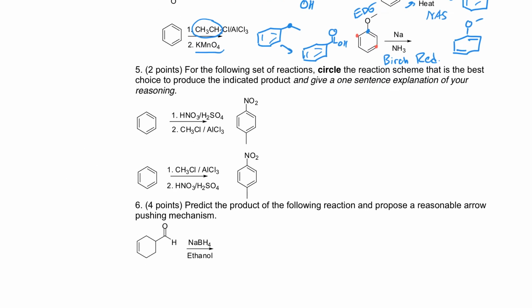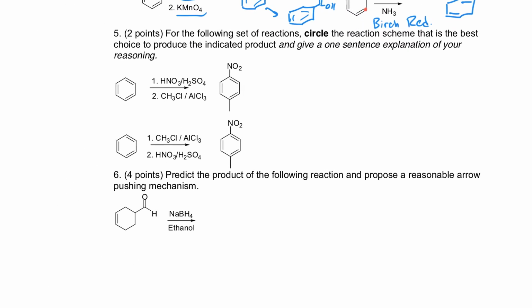And lastly, well, actually number 5, circle the reaction scheme that is the best choice and give a one-sentence explanation of your reasoning. What are the differences here? We're starting with the same molecule. We're ending with the same molecule. Looks like we have the same reagents over the arrows, except that we've reversed the order in these two examples. So in the first example, we would put a nitro group on the ring first, and then add a methyl group. Second example, we put the methyl group on first, then add the nitro group.